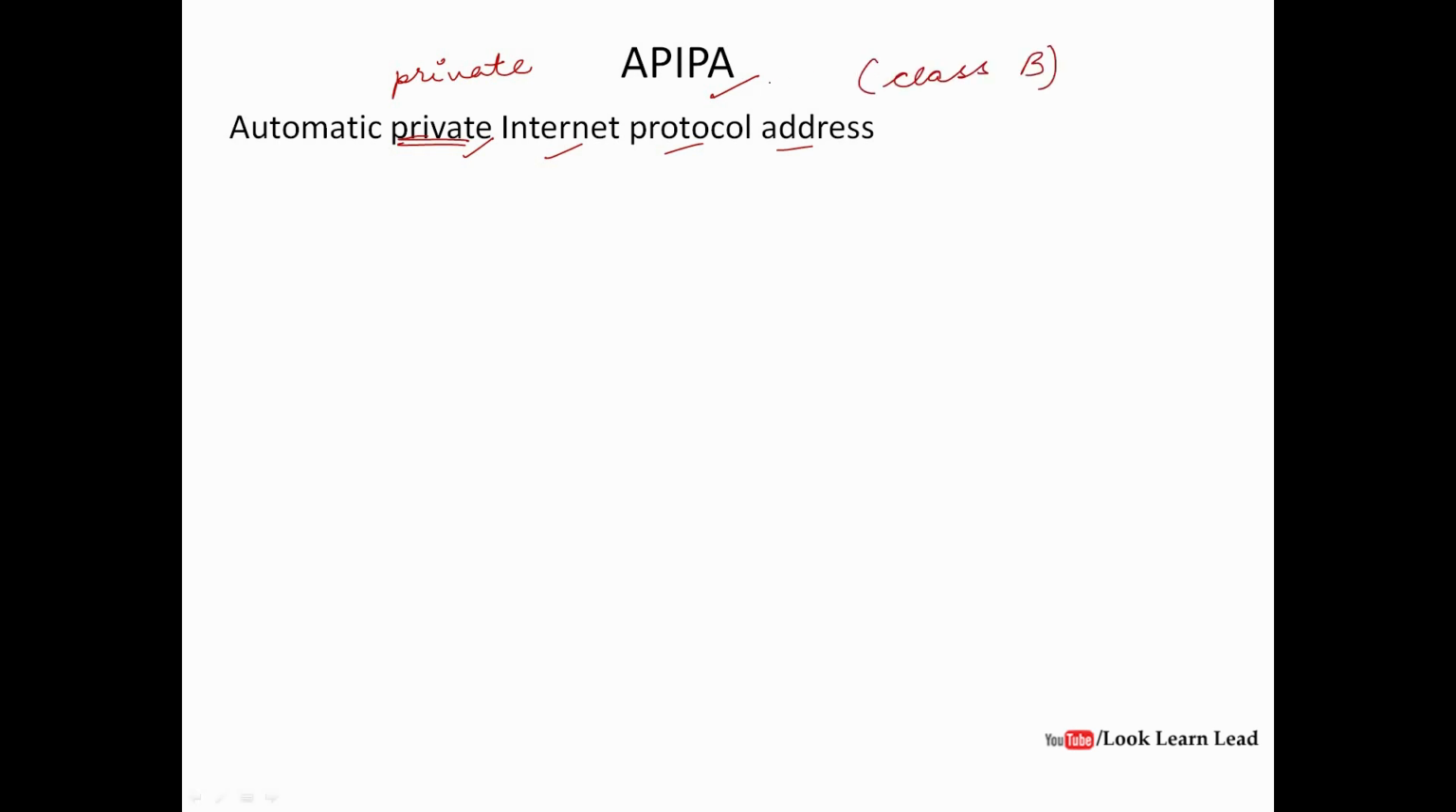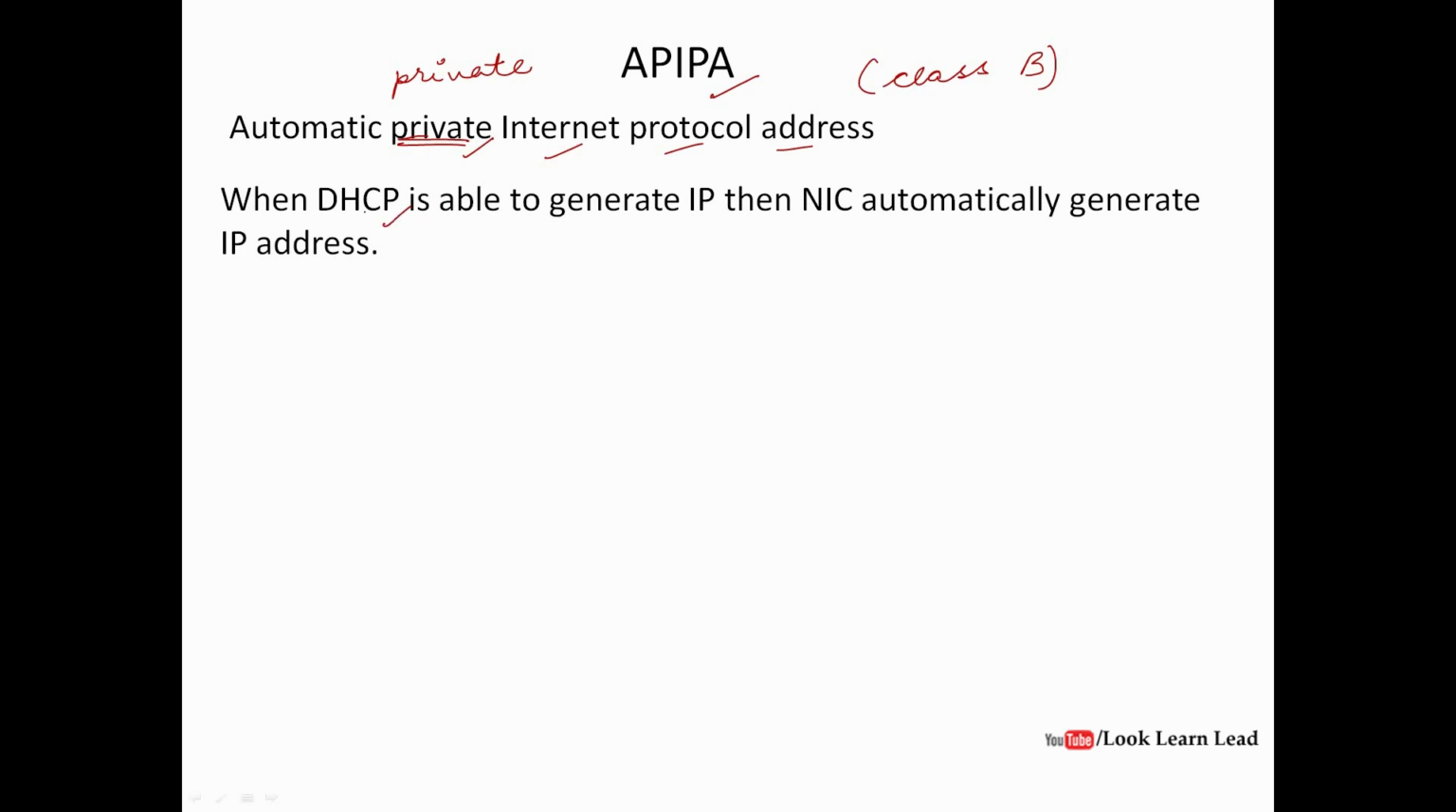This address is generated when DHCP, the Dynamic Host Configuration Protocol, is not able to generate an IP. Then the NIC, the network interface card, automatically generates an IP address, and this is known as APIPA. A class B IP address is generated, and it is also very important. Please learn it by heart.